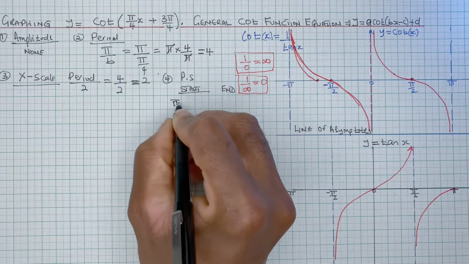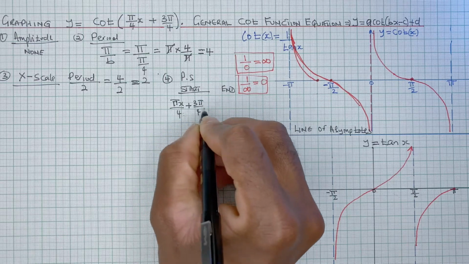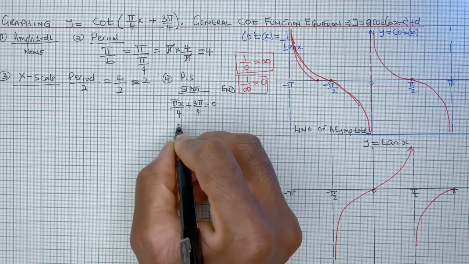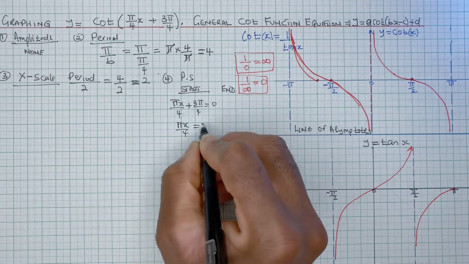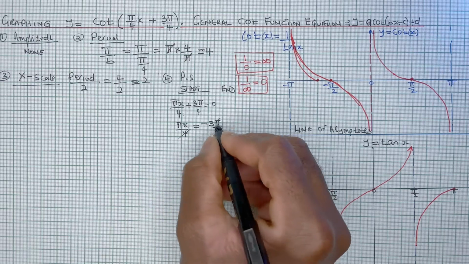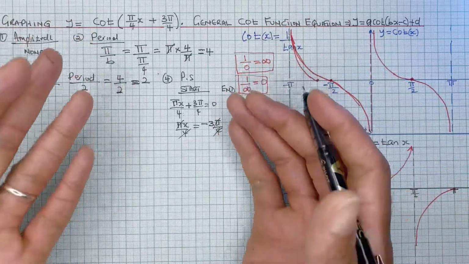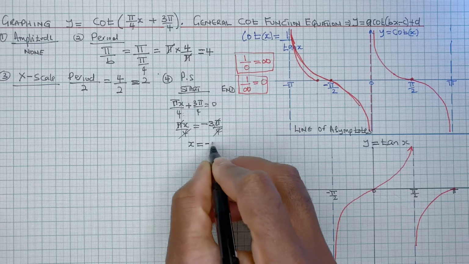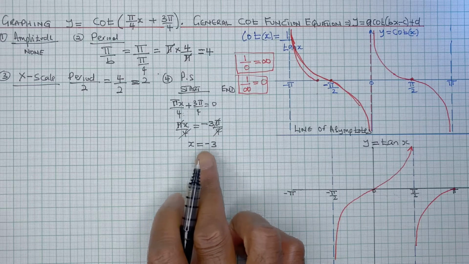So pi x over 4 plus 3 pi over 4 equals 0, which means pi x over 4 equals minus 3 pi over 4. 4 cancels 4, pi cancels pi, because it's on both sides and there's nothing else attached to them, and therefore x equals minus 3. So we're going to start at minus 3, and that will be the line of asymptote.